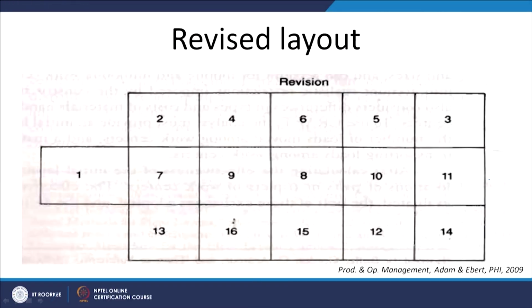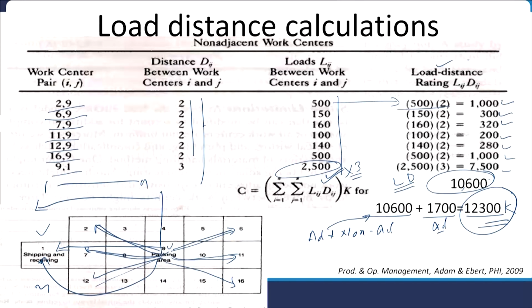Considering the total cost, which is maximum for non-adjacent centers 9-1, the 9 to 1 area movement is the maximum. So, we will be thinking of reducing this value. Thereafter, the other movements like the 2 to 9 and the 16 to 9 movements are also high. So, we will make efforts to relocate the non-adjacent centers that have a high load in terms of the frequency of movement.